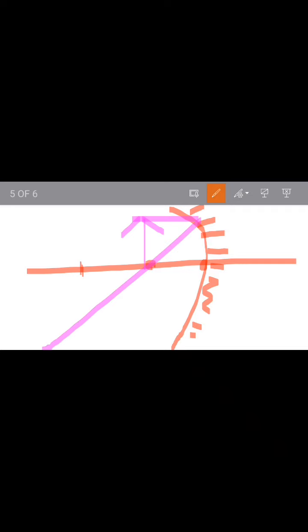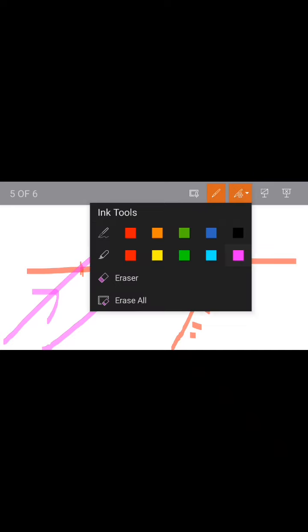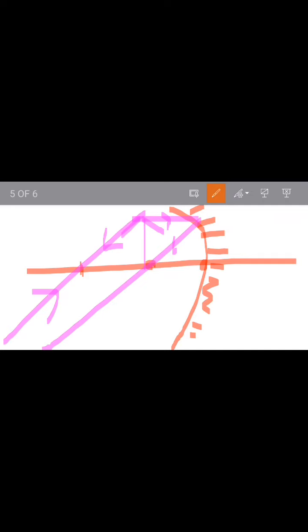Now going for the case number 4. Drawing a concave mirror, principal axis, pole, focus, center of curvature. In this case, I am going to place my object on the focus. Applying rule number 1 and 2. Okay, and rule number 2 was going through the curvature and coming back through the curvature.